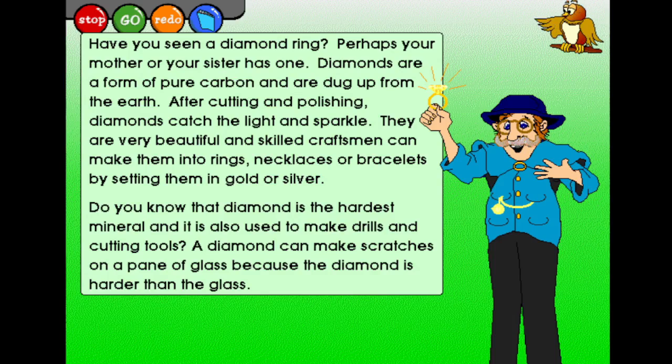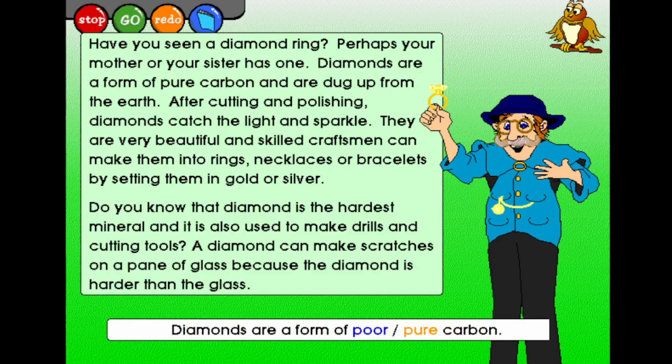Read this information about diamond rings. Click on the book to hear it read. Click on Go to continue. Read the sentence and click on the flashing word which best completes it. Click on the sentence if you would like it read for you. Diamonds are a form of pure carbon. Do the same with each of these sentences.